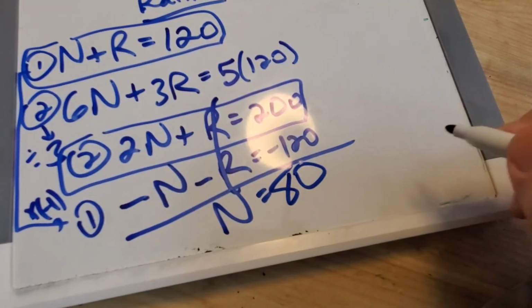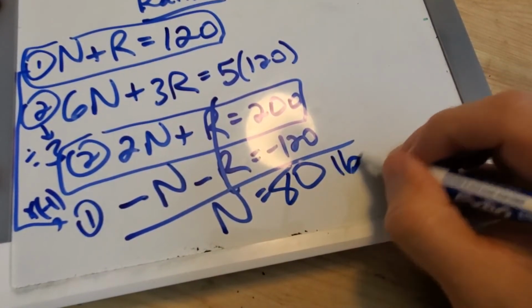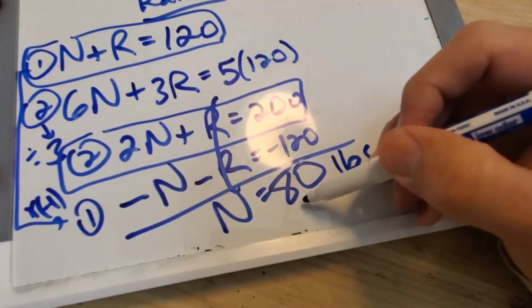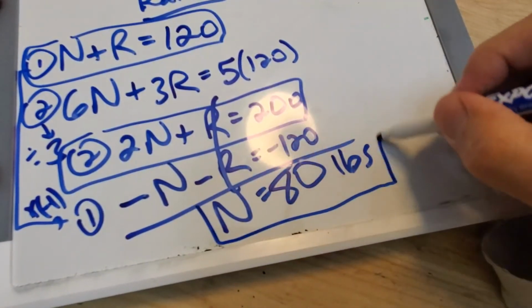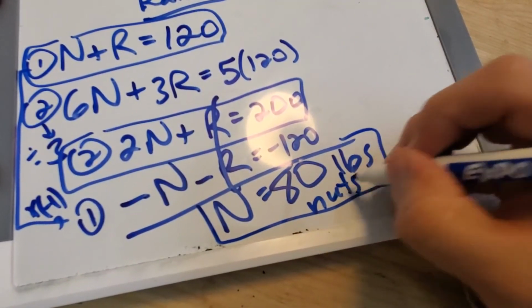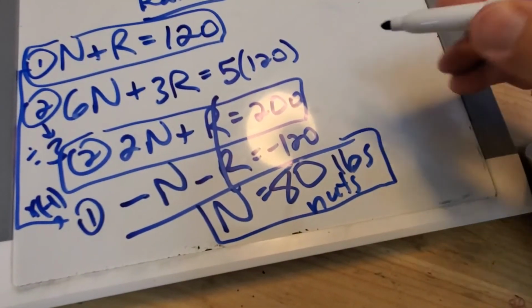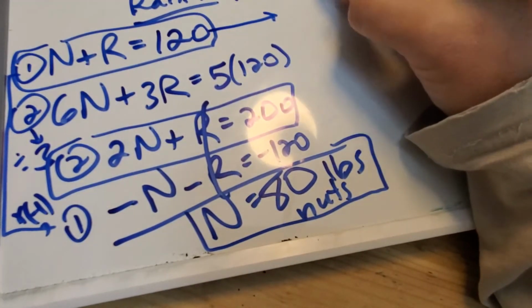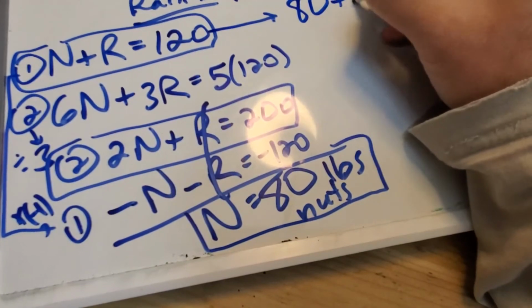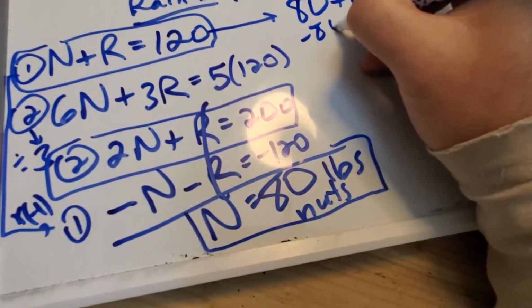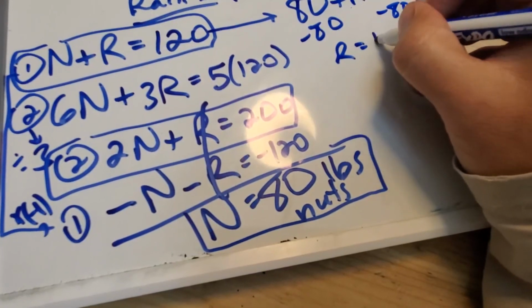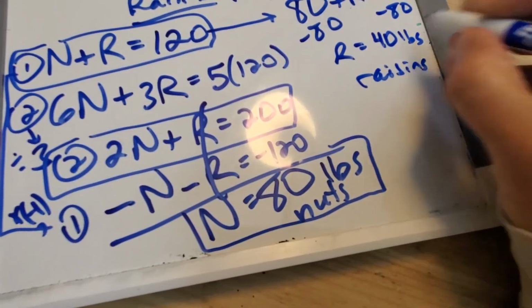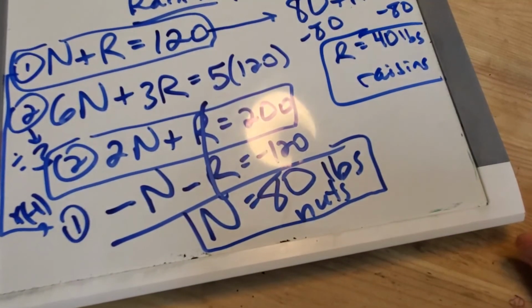So I got 80 pounds. Does that make sense? Yes, 80 pounds. What I was making sure about was how many total pounds I was supposed to have, because obviously if I got more than 120 here, that would make no sense. So 80 pounds of nuts. And then how many pounds of raisins? I can just use the first equation, put 80 for n, subtract 80. I get 40 pounds of raisins. That's all I'm doing.